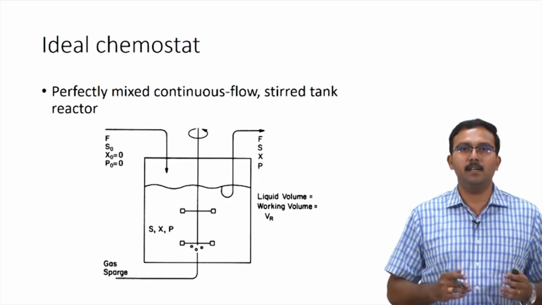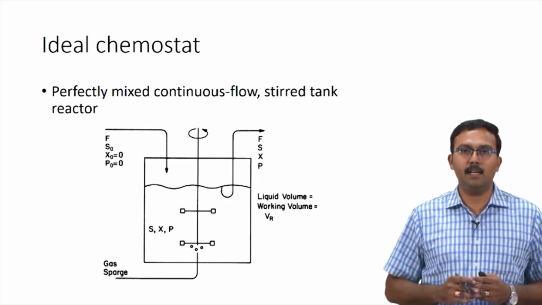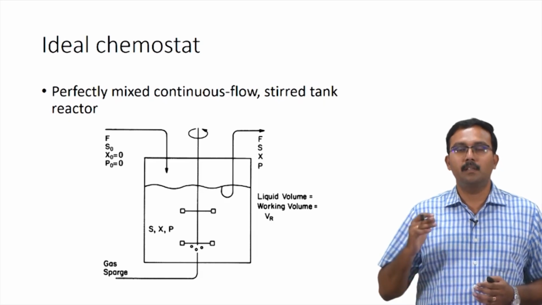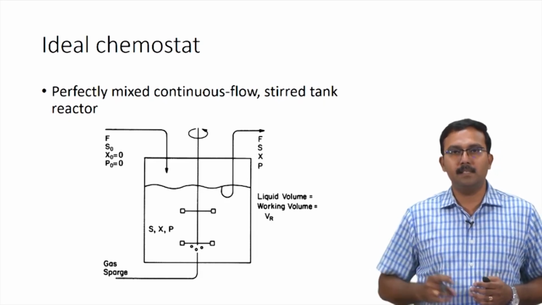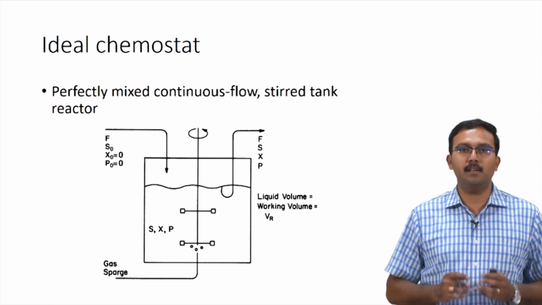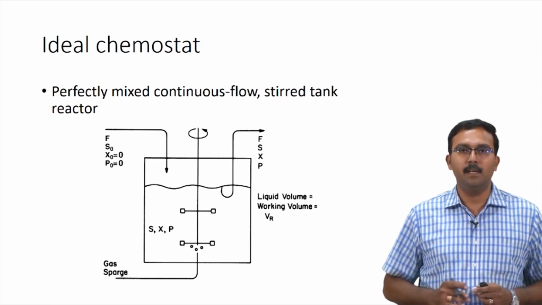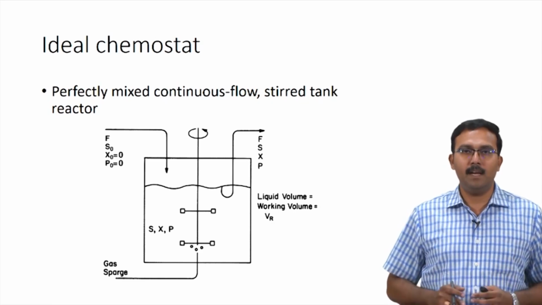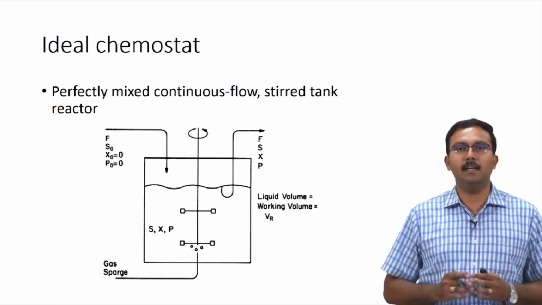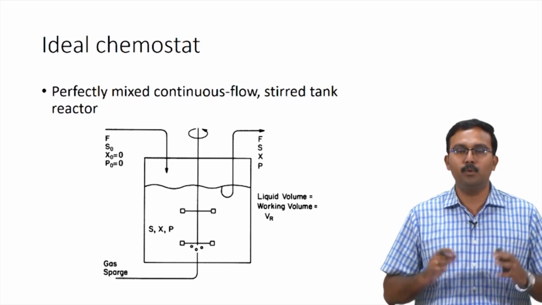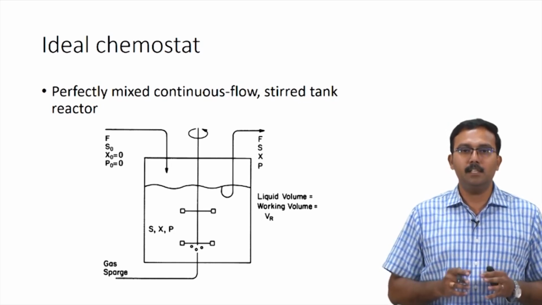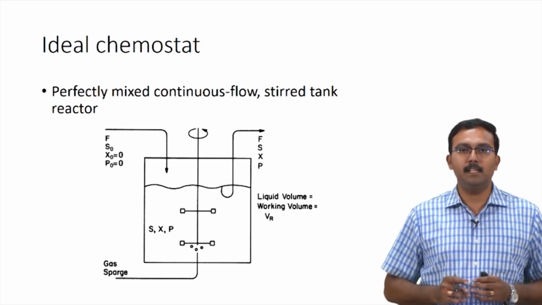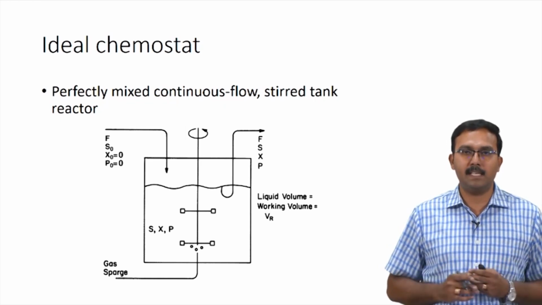Just like we discussed CSTR in enzyme kinetics, here also the concentrations of components in the exit stream will be the same as the concentrations of the components in the reactor. So, you have a well mixed system, which means whatever is fed is immediately mixed and the concentration is uniform throughout the reactor. In addition to the mixing conditions, you also see something called a gas sparge.